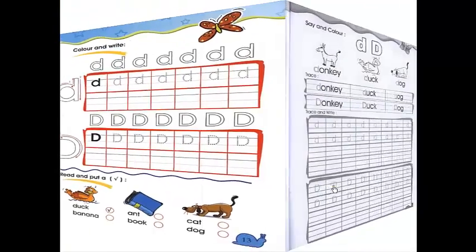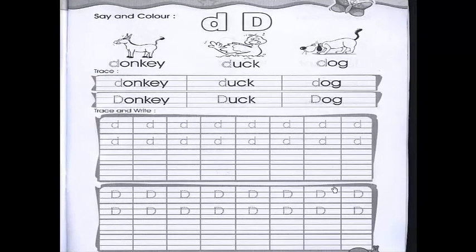Okay, let us go to the practice book. Here is our practice book. Say and color. What is this? It's small d. Color small d, and this is capital D. Color capital D like this. So here we have lowercase d and uppercase d, or small d and capital D. And then we are going to color these pictures. Color donkey, and then duck, and then dog.